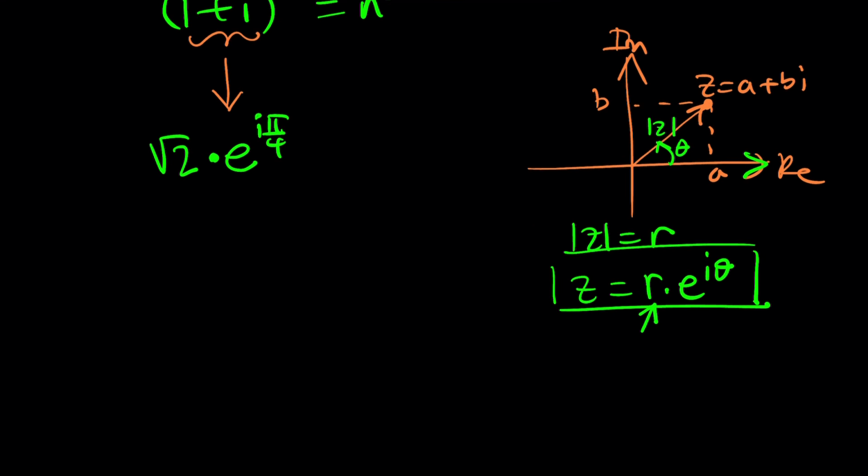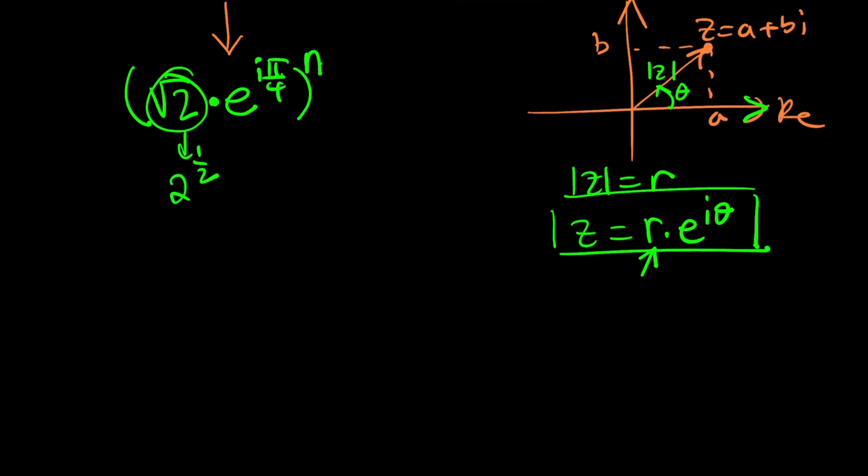So now let's go ahead and raise this to the power n. What is that going to turn into? First of all, √2 can be written as 2^(1/2), and then you raise it to the power n, so the powers will be multiplied. That gives us 2^(n/2). And then what's going to happen to the argument, or the exponent in this case? You're going to get e^(iπ/4 · n), which is e^(inπ/4). Okay? So far, so good? All right. Now, this is what we have.